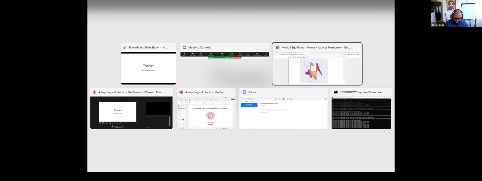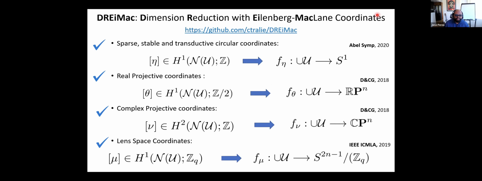Let's see if we can get one slide up. So hopefully you're seeing my slides. Oh yeah. Okay, so I actually should have shown this. The library that has the code for what I showed today is called DimRedMac, which comes from dimensionality reduction with Eilenberg-MacLane spaces. And what it does is it takes cohomology classes like the ones we found with persistence and produces coordinates to interesting spaces in a way that preserves the topology. Oh, that is very cool. Yeah, thank you for the question.